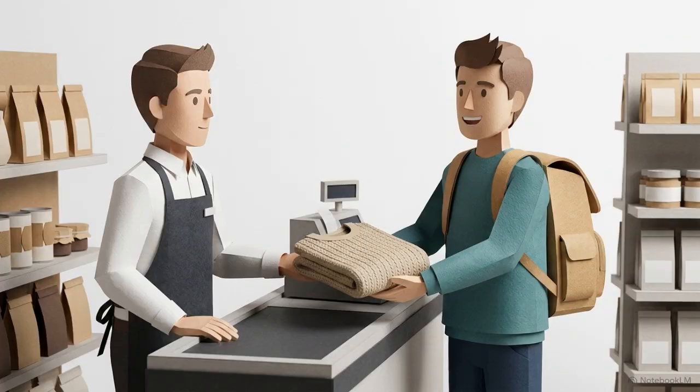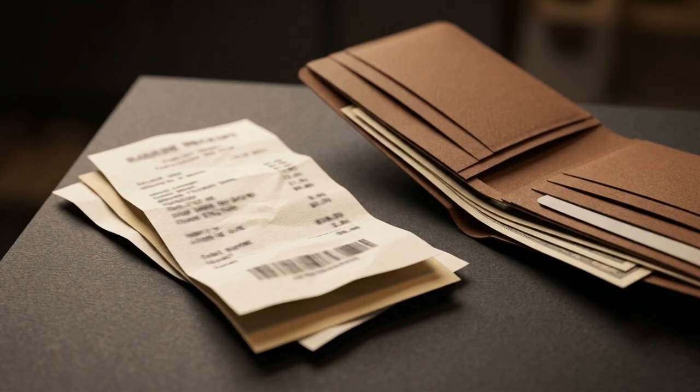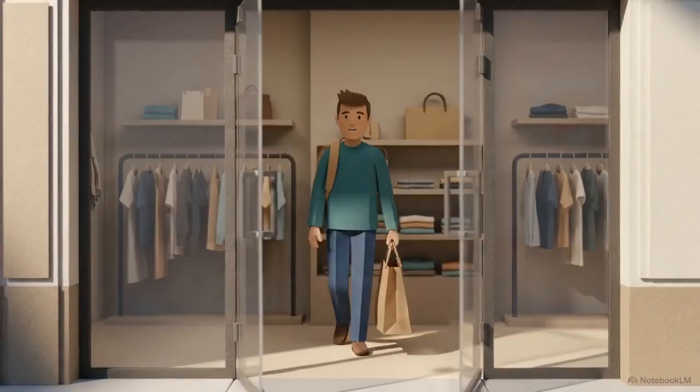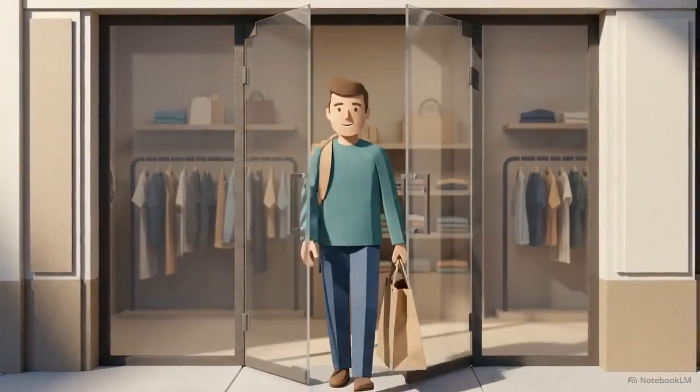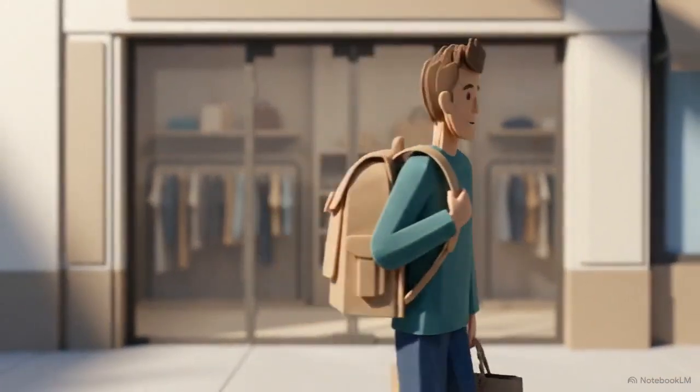Returning to that original clothing store, the traveler is no longer paralyzed by the interaction. You successfully identified the season, chose the correct article for a sweater, used a demonstrative to point it out, and confirmed the price. These specific linguistic steps make the difference between a confused checkout and walking out with the right item. While these rules prevent overpaying for a jacket, they establish the basic patterns to specify objects and quantify needs in any English conversation.